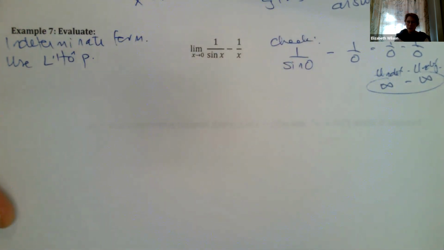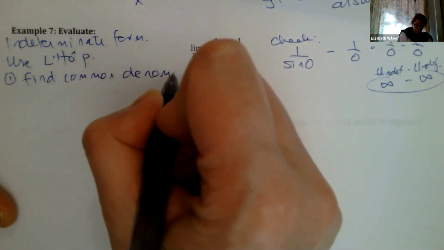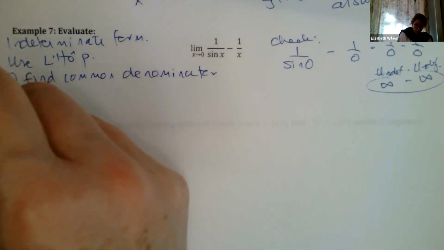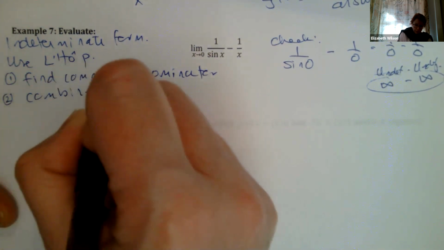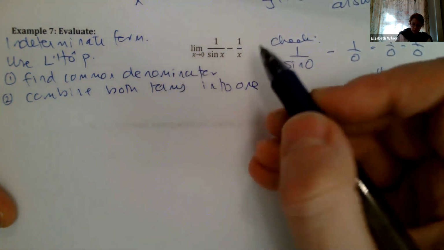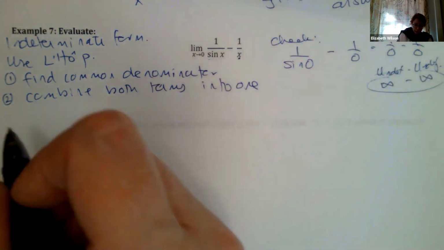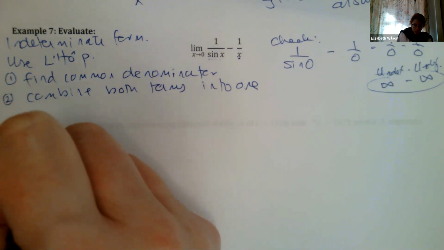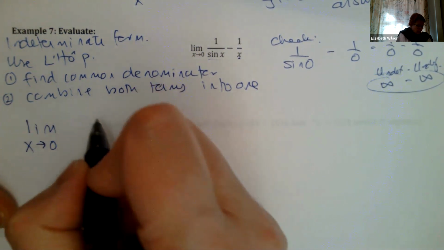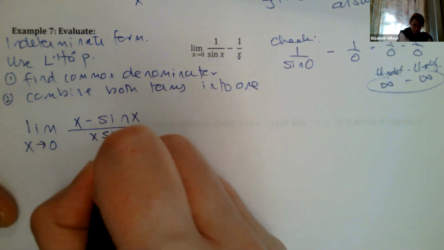But the first thing that I actually need to do is combine this into one function as a fraction. So I have to find a common denominator, and then I need to combine both terms into one. So x times sine of x is my common denominator. That's going to give me the limit as x goes to 0 of x minus the sine of x all over x times the sine of x.